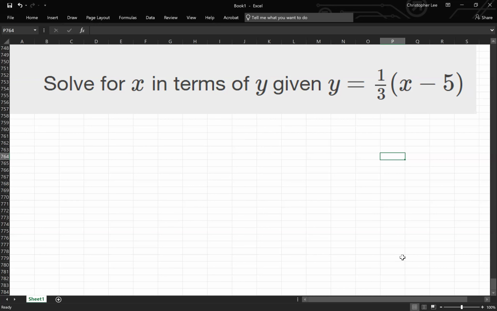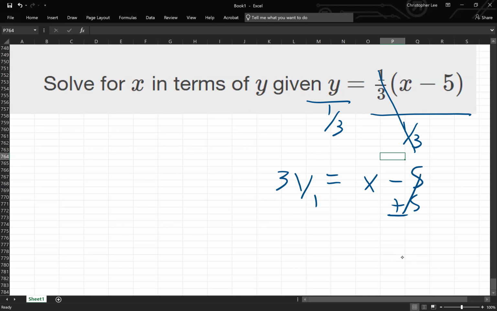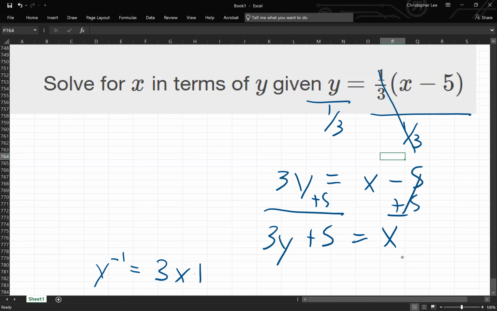So solve for x in terms of y, given y equals 1/3 x minus 5. What's the inverse? Go ahead. Good. So divide by 1/3. What you do to one side, you do to the other. So now you've got 3y is equal to x minus 5. Add 5. So I have 3y plus 5 is equal to x, right? So the inverse, I'm going to call it y inverse, is equal to 3x plus 5.